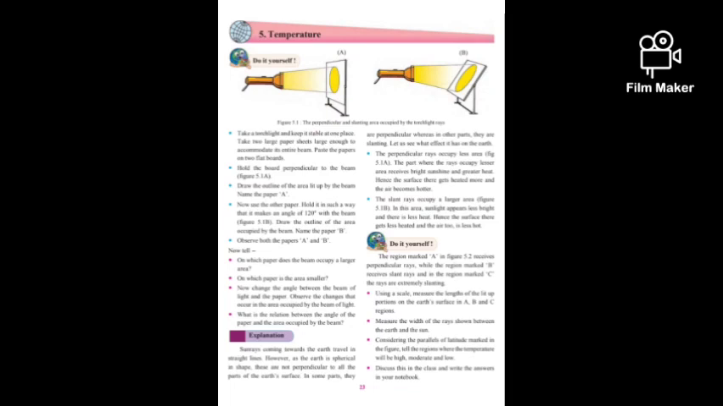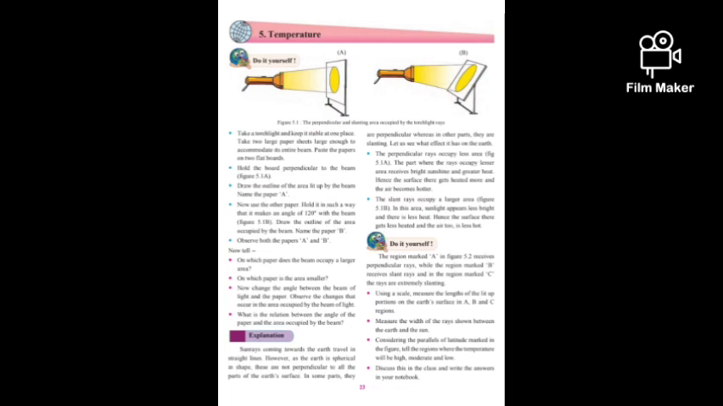And the part where the sun rays fall slant occupies a larger area. Okay, same figure B. Where the rays fall slant, they occupy a larger area. In this area, sunlight appears less bright and there is less heat.